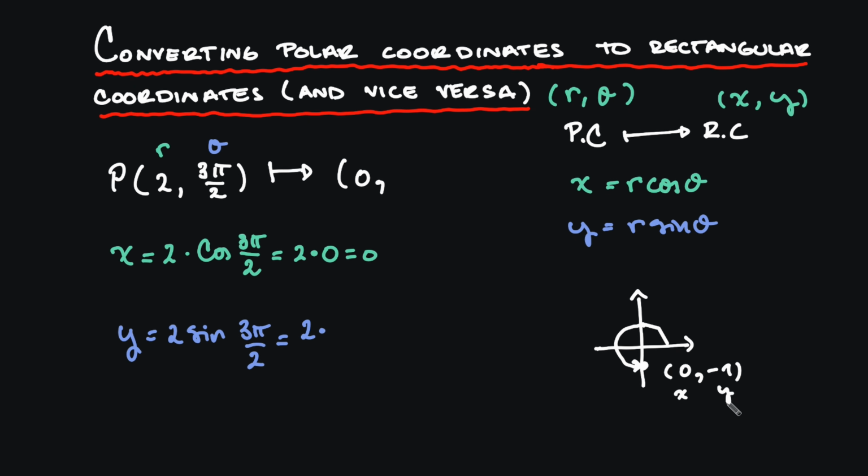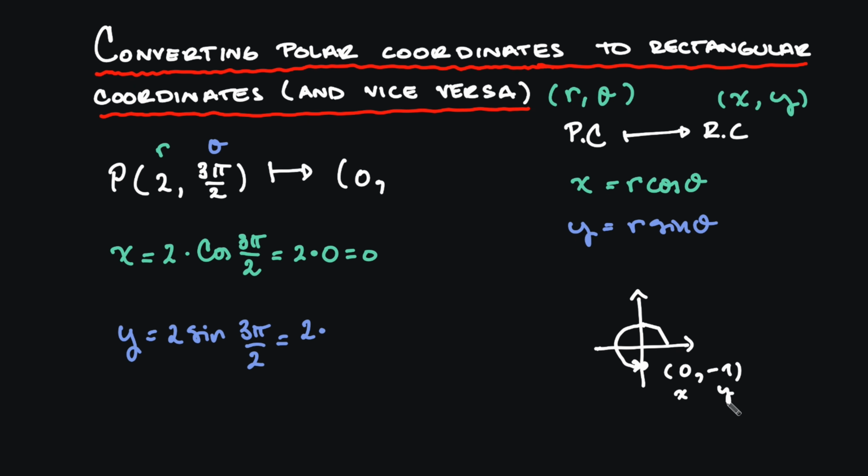And this, we will use the same reference angle. So sine of 5 pi over 6 will be the same as sine of pi over 6. And we know that sine of pi over 6 is 1 over 2. So our rectangular coordinate will be negative square root of 3 over 2 and 1 over 2.